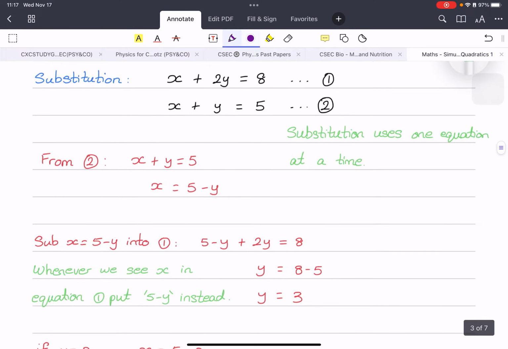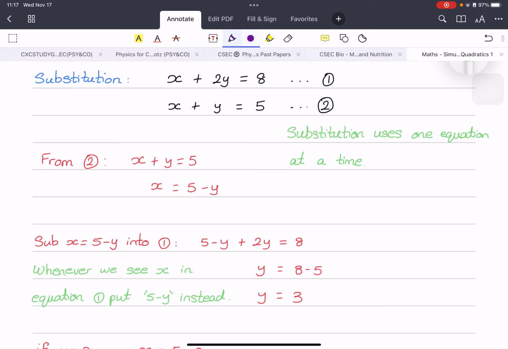So now let's look at the second method, substitution. So again, I'll be using similar examples here. So in substitution, we choose one equation, we work with it, and then we have to substitute it into the other equation that we did not use before. Okay, so I'm going to choose equation 2 first.